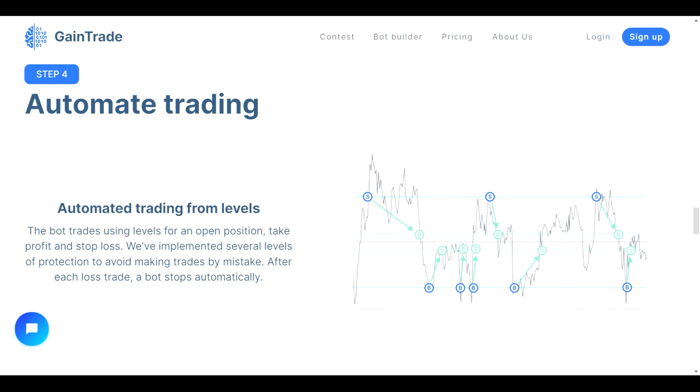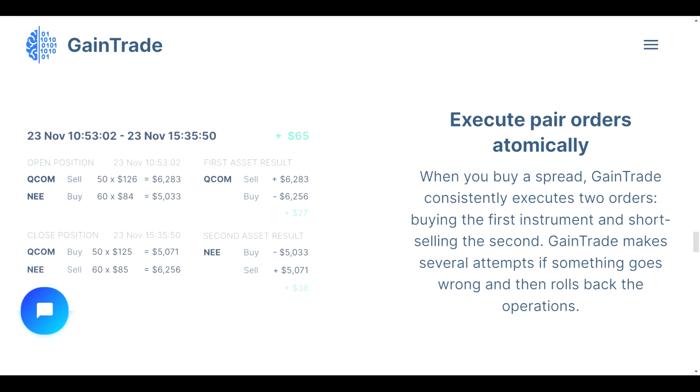The fourth and last step is to automate your trading. Now, once the program identifies all the price levels for an open position, take profit, and the stop loss, the bot will automatically execute the orders for you. Most importantly, GainTrade has implemented several levels of protection to minimize your risk. So for example, after each losing trade, the bot will stop automatically. Also, GainTrade automates the pair trading order execution flawlessly for you, buying the first instrument and short selling the second.